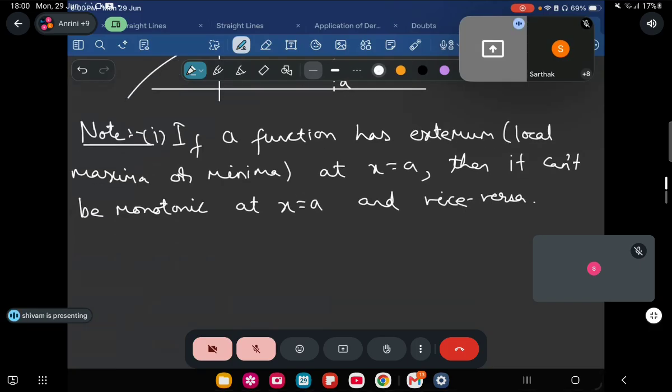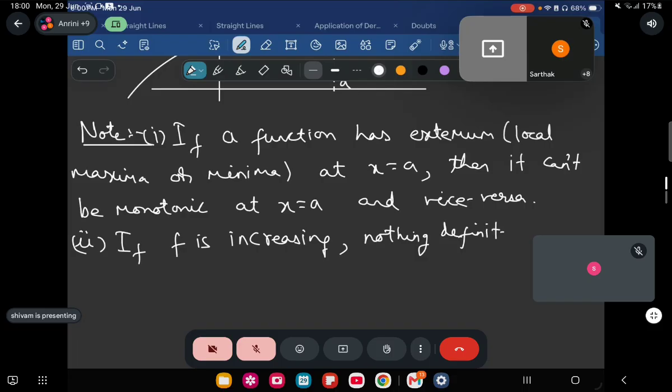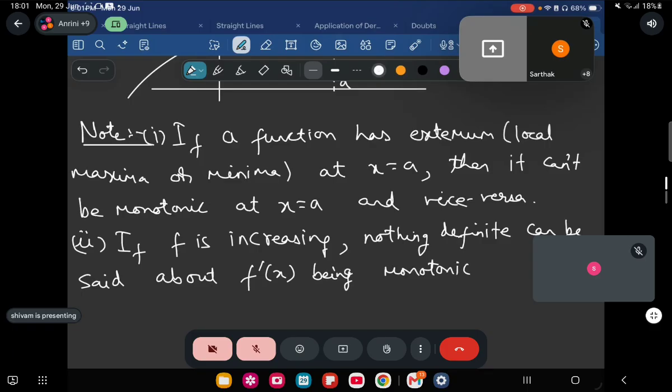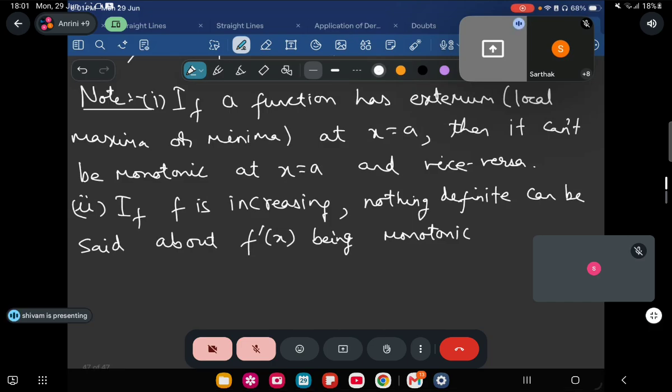Okay, number two. If f is increasing, nothing definite can be said about f dash x being monotonic.